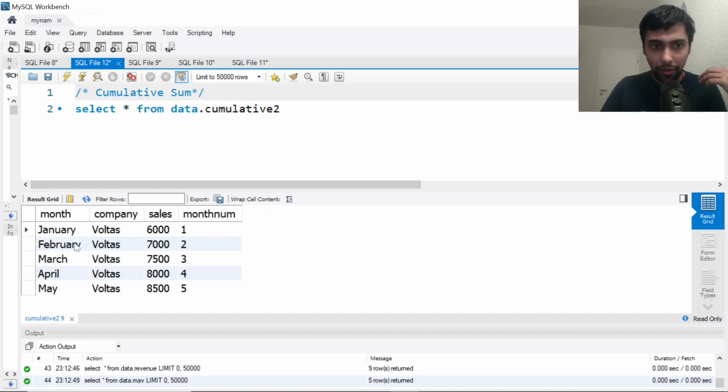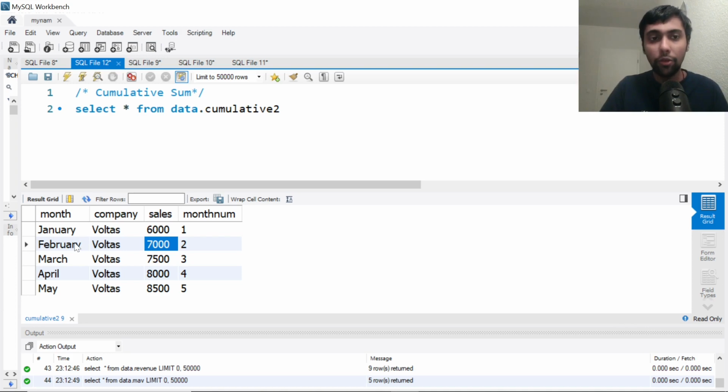So in this data, as you see, for different months, starting from January to May, for this company called Voltas, we have the sales numbers, okay? Fictitious numbers, 6,000, 7,000, 7,500, 8,000, 8,500. Suppose we want to find the cumulative sales. What is cumulative sales? At the end of the first month, it is 6,000. At the end of the second month, it should be 6,000 plus 7,000, which is 13,000, and so on. This is the cumulative sales concept.